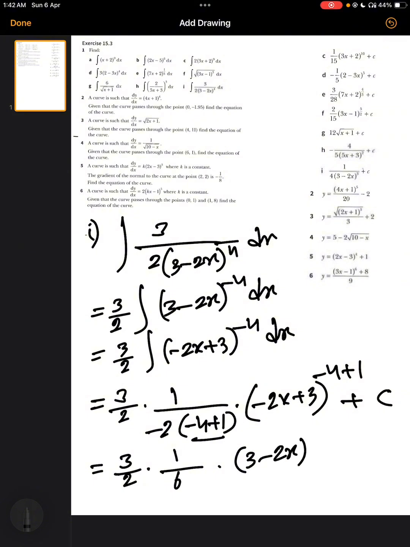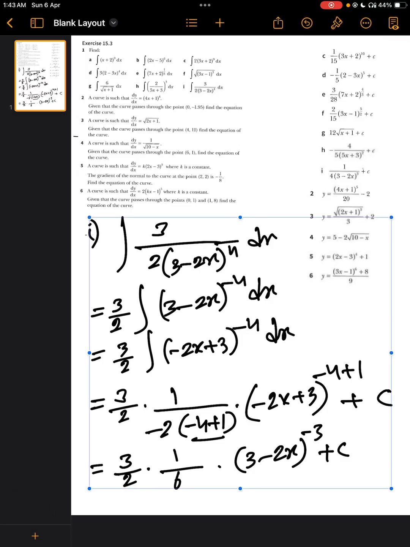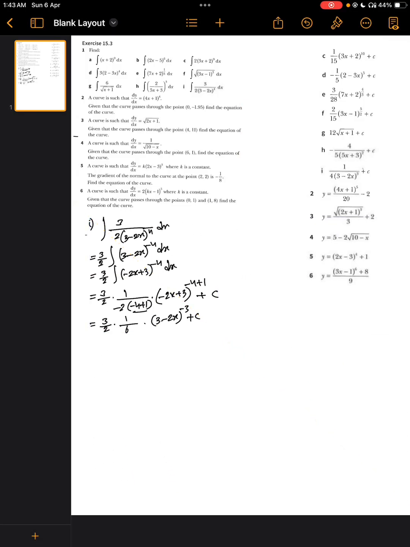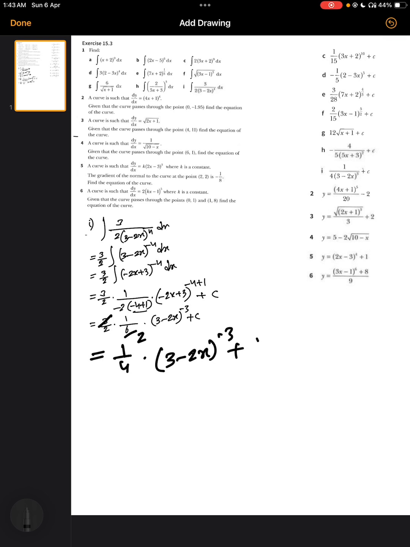Here is 3 minus 2x to the power negative 3 plus c. I have to do some more lines. Here is 1 over 4, because this is cut down to 1 over 4 times 3 minus 2x to the power negative 3 plus c. Okay guys, the last line: 1 over 4 times 3 minus 2x to the power 3 plus c.